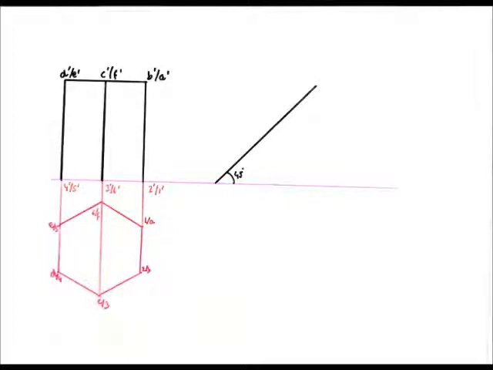Now what we've been told in this example is that there is a corner making an angle of 30 degrees to the HP. So we make this angle of 30 degrees with the HP. If the angle is with the HP, in which view would it be given? The front view, right?